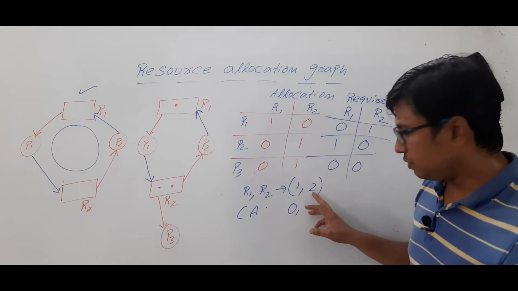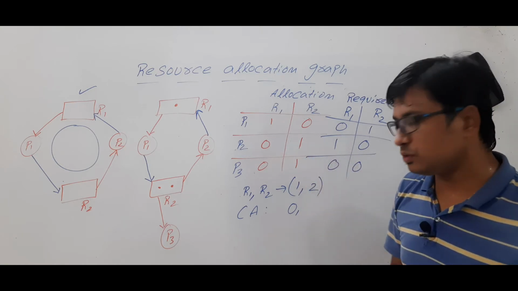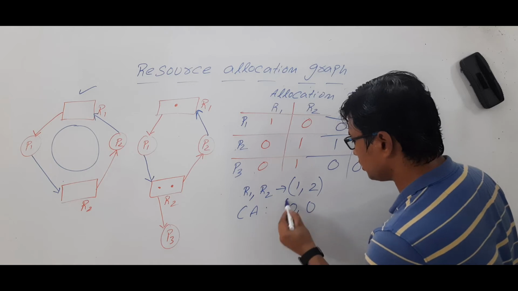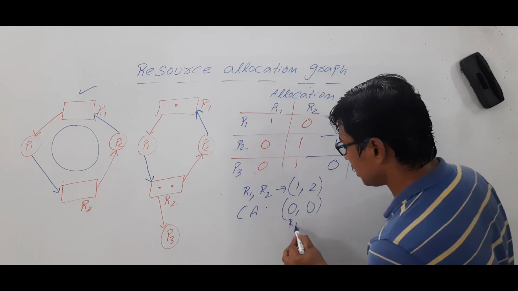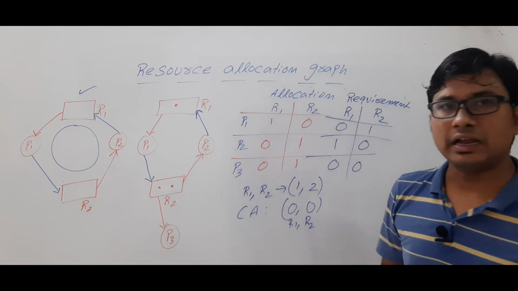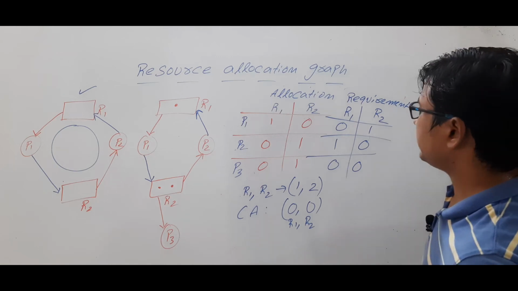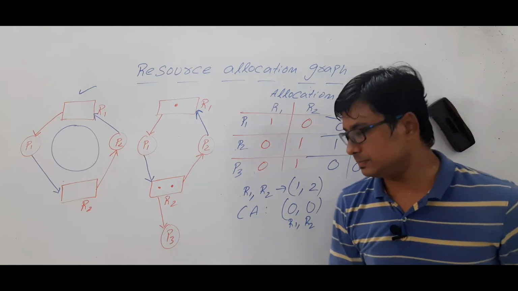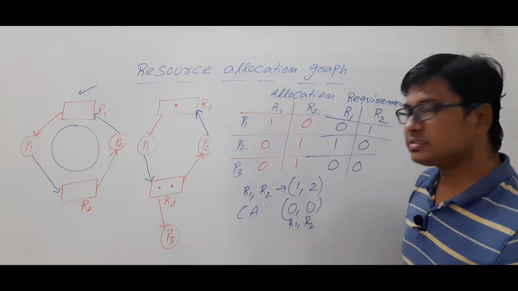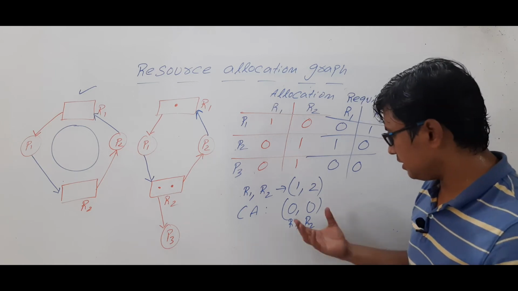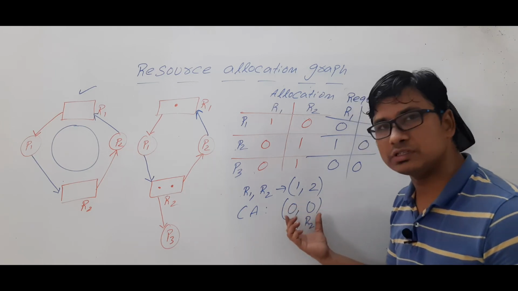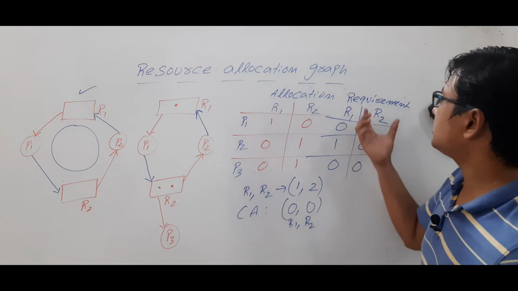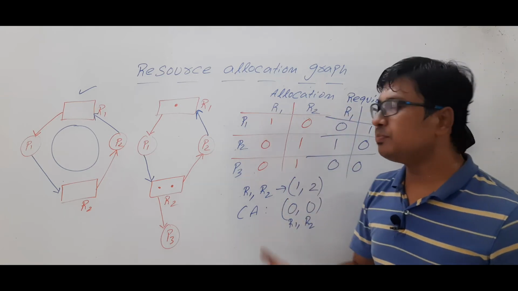So you have 2 and you have allocated 2. So the current availability is also 0. So resource R1 and resource R2 current availability is 0 and 0. Now look at here. With this availability, see this is the availability 0, 0. With this availability, can you satisfy any process requirement?